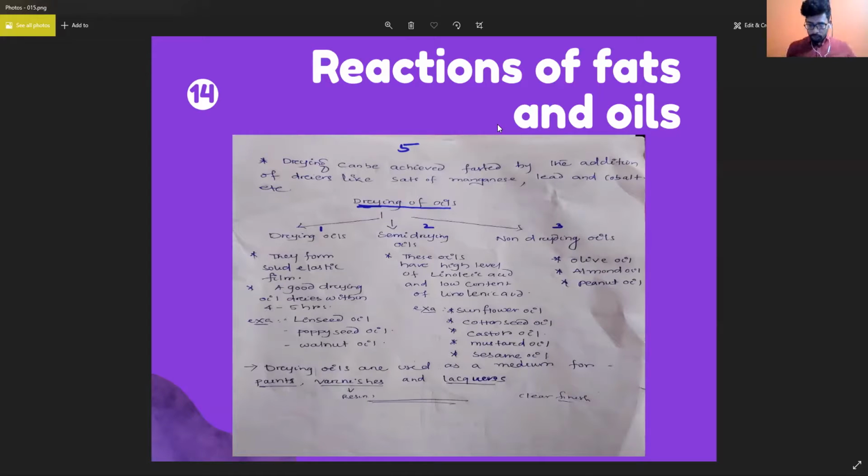And the meaning of non-drying oils. A non-drying oil is one that doesn't harden when exposed to air. That we call a non-drying oil. Examples: olive oil, almond oil, and peanut oil. So these are all about drying of oils.